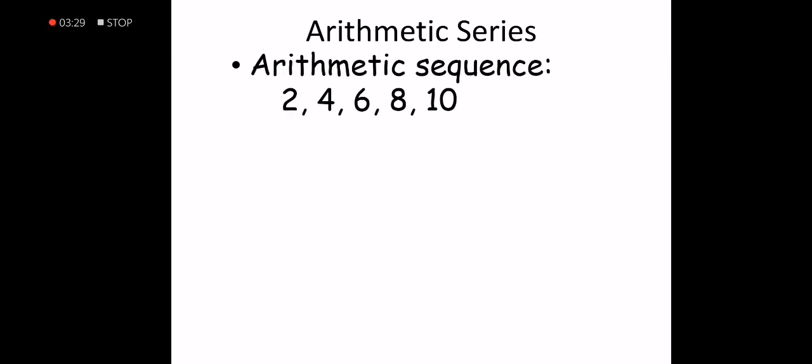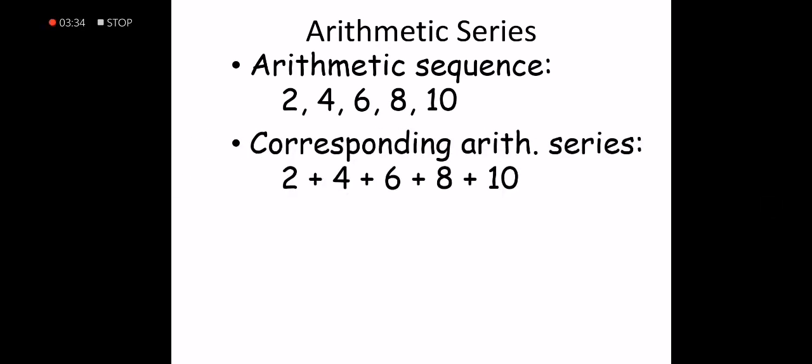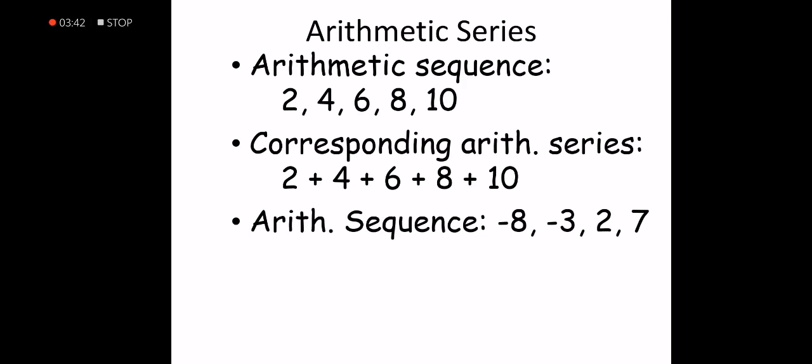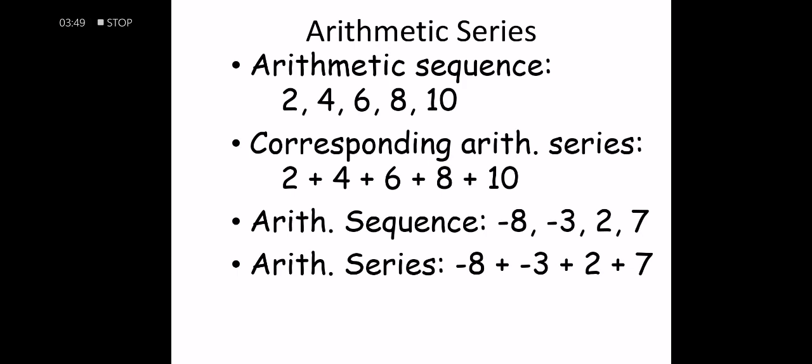Let's say, for example, we have the sequence 2, 4, 6, 8, and 10. The corresponding arithmetic series of this is 2 plus 4 plus 6 plus 8 plus 10. And we have the arithmetic sequence negative 8, negative 3, 2, and 7. Ang corresponding arithmetic series niya ay negative 8 plus negative 3 plus 2 plus 7. Again, arithmetic series, we are simply adding the terms of an arithmetic sequence.